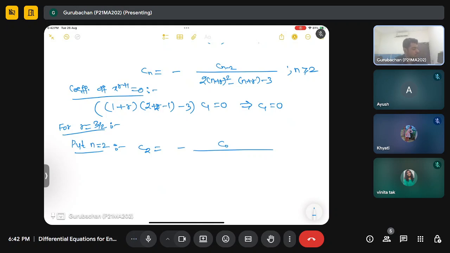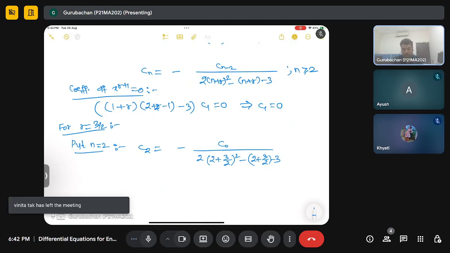You will get 2 plus 3 by 2 whole square minus 2 plus 3 by 2 minus 3. So let me write it as, I have solved it. So I'm right since I've calculated, so I'm writing it directly. So this will give us, so this is nothing but 7 by 2, that is 49 by 4 into 2, that is 49 by 2.